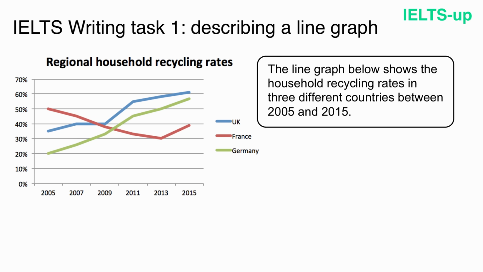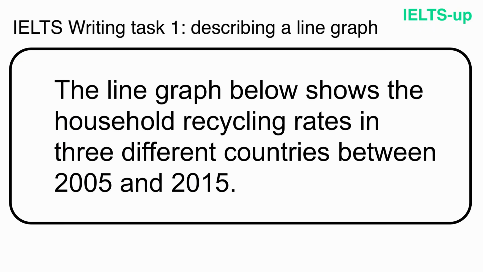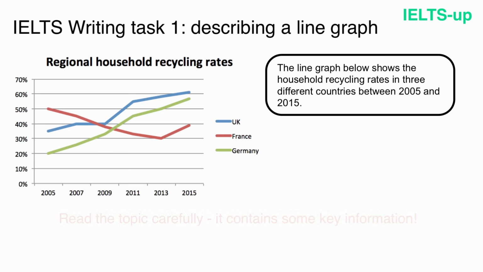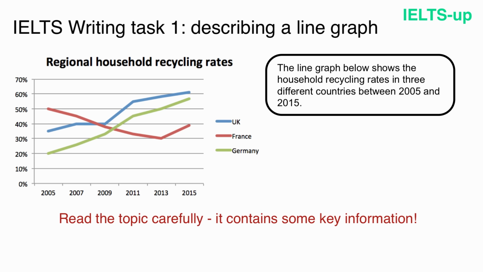What it says. The line graph below shows the household recycling rates in 3 different countries between 2005 and 2015. So, you are always given a description of your graph in your topic. This information is very important as it helps you to understand what's going on in your graph. So, read the topic carefully.